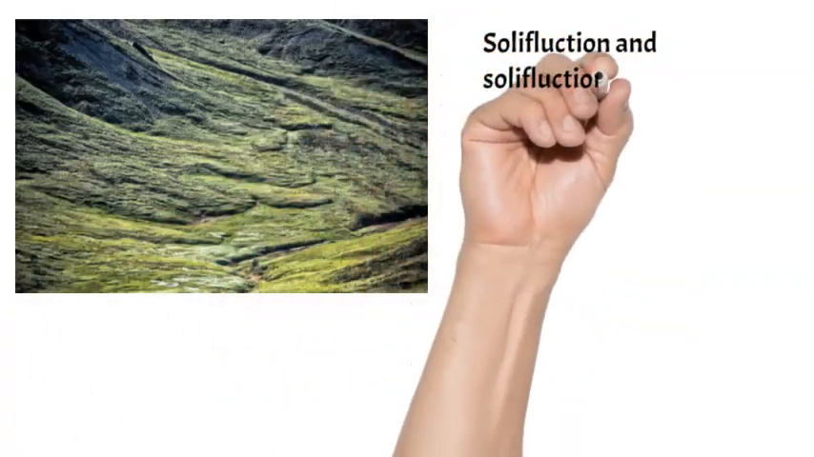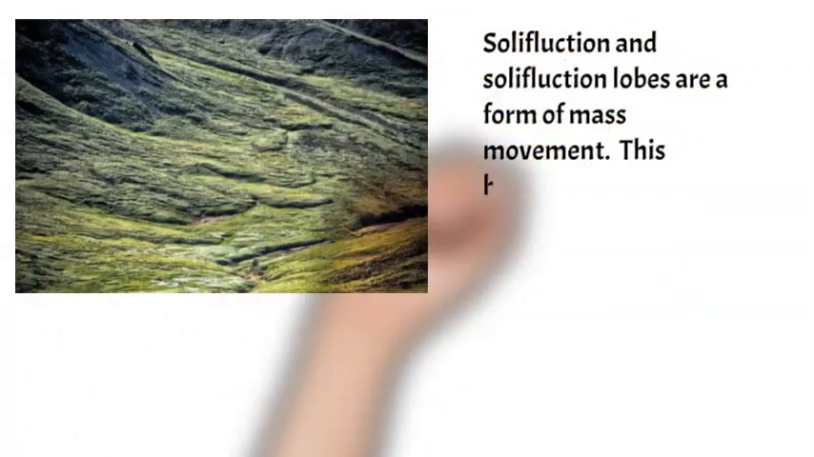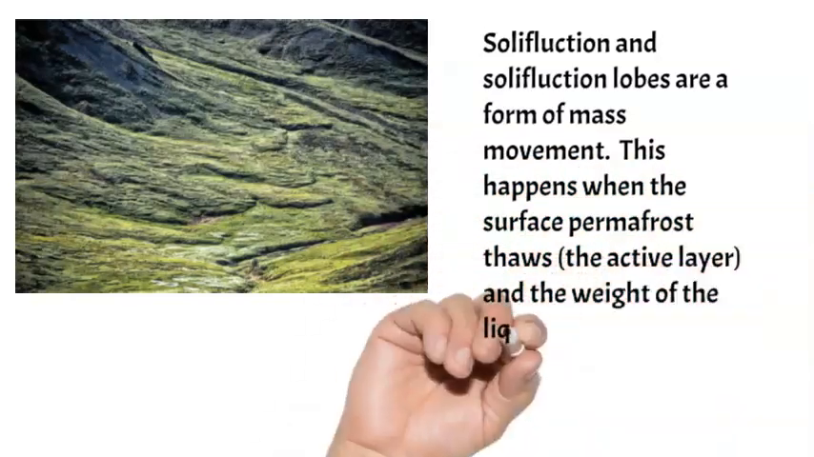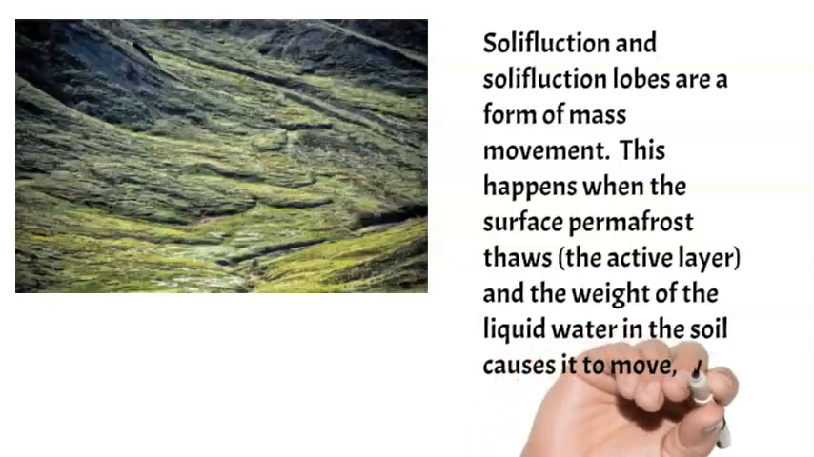And finally, we have solifluction and solifluction lobes. These are a form of mass movement and happen when the surface permafrost thaws, the active layer, and then the weight of the water causes it to move downhill.